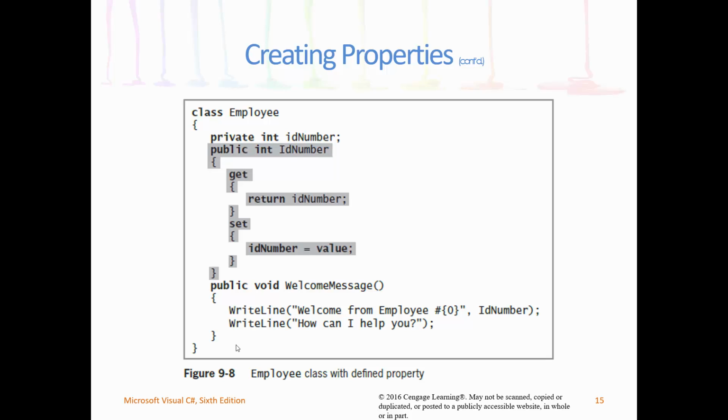So notice what we've done here. We've created a variable that's called idNumber. And notice please the caseness. The word id in idNumber is lowercase, and the N in Number is uppercase. Then right below it, we've got IDNumber. We could actually call that anything, but typically you do it like this. The get will return the current value of that ID number, and the set will say that whatever value you pass in, set the ID number to that value.